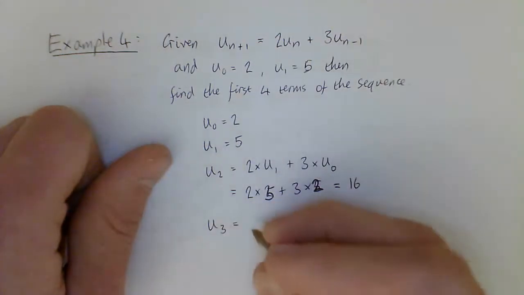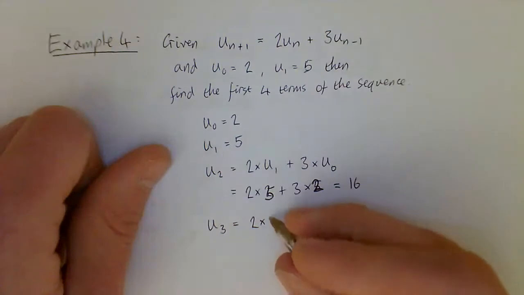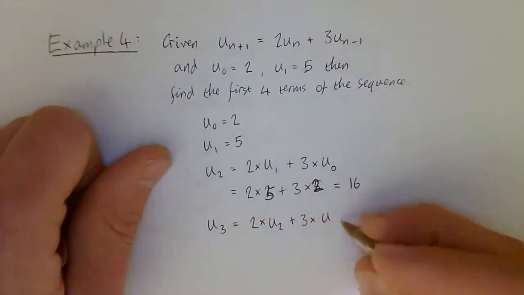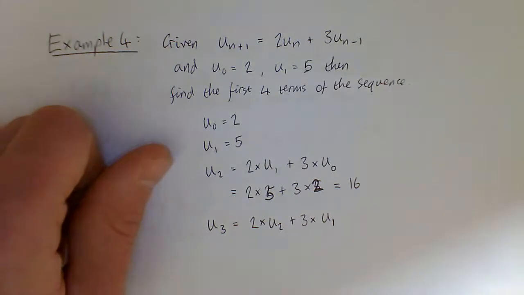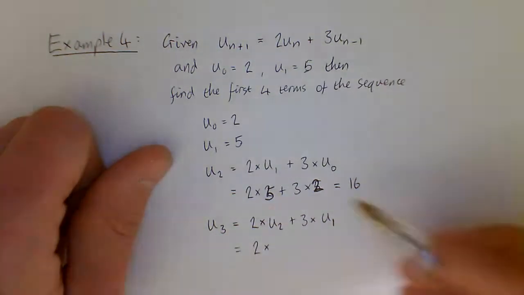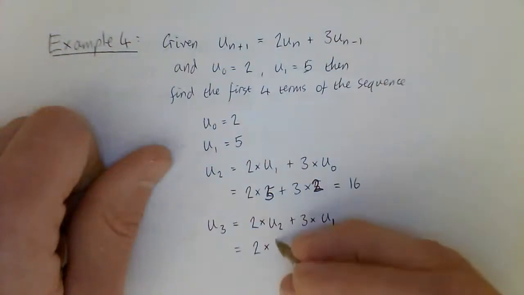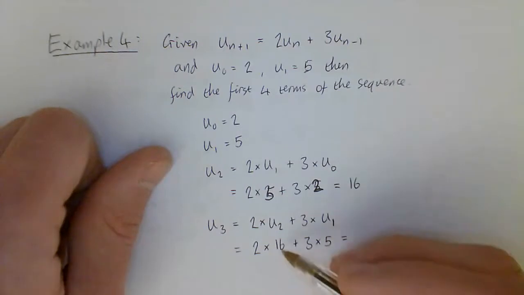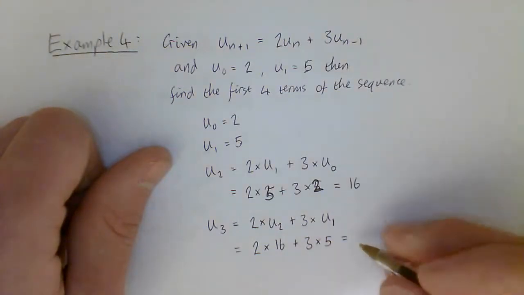U3, we can do exactly the same process. So that is 2 times the previous term, which is U2, and 3 times the term before that, which is U1. Let's make sure we get our numbers the right way around. So U2 is 16. And U1 here is 5. So that is 32, add 15, which is 47.